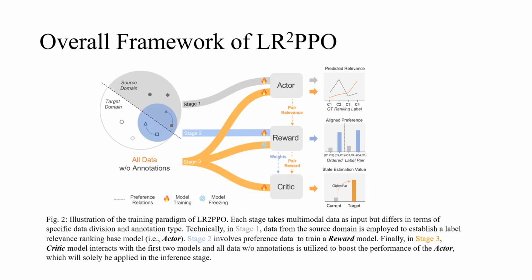Our method, LR2PPO, consists of 3 stages. Stage 1: Establish a base model using source domain data. Stage 2: Train a reward model with preference data. Stage 3: Enhance performance by integrating the critic model with the actor and reward models.